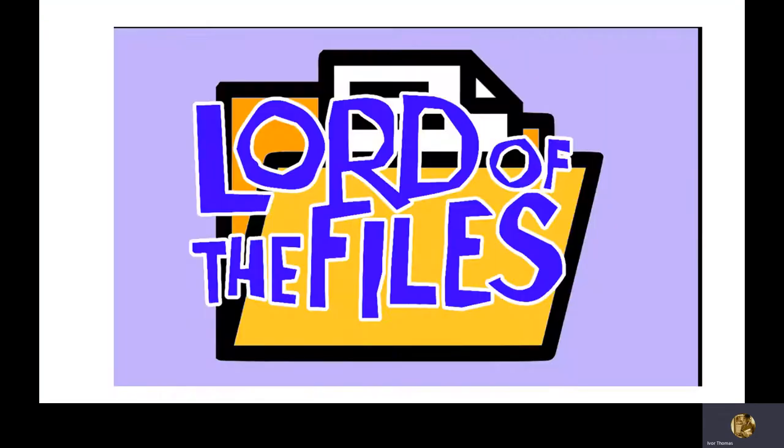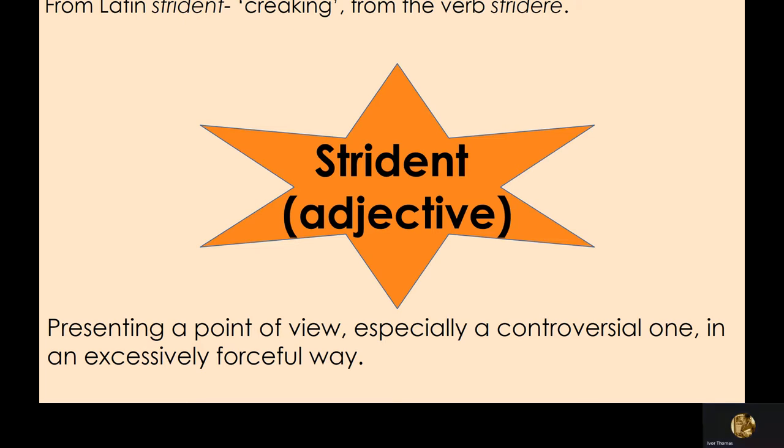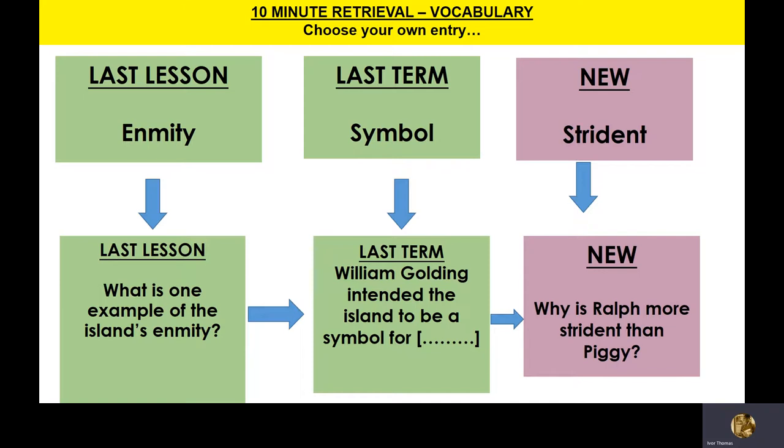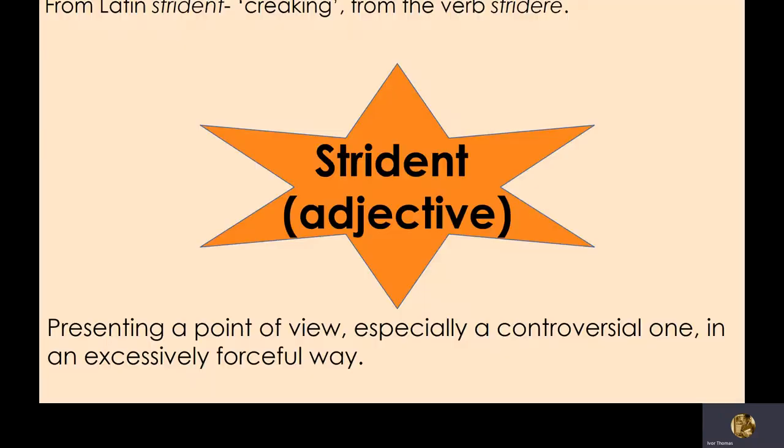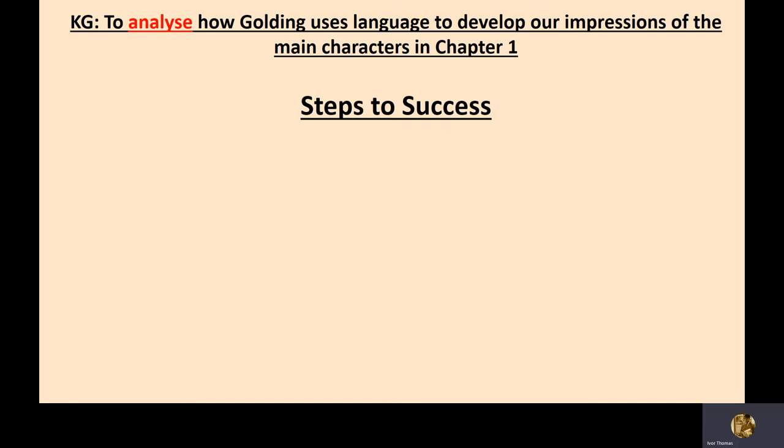Strident. Lovely word, strident. It means you present a point of view in a forceful way. You don't mind sharing controversial points of view. You're headstrong, self-confident, and assertive. So bearing that in mind, why do you think Ralph is more confident or strident than Piggy? Think about Ralph's background, his parentage, and try and figure out why he's portrayed as the more strident one, especially compared to Piggy, the working class orphan.